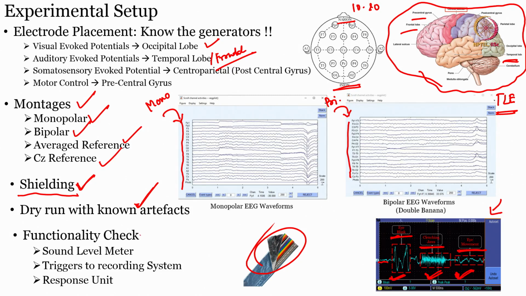Okay, and then you should check the functionalities also, whether you are able to record your triggers or stimuli using your acquisition system, and whether your response unit works fine. I mentioned that in some experiments you should click when a particular thing happens, or either remember the occurrences or count the occurrences. You should check first that your clicks and all are working fine or not.